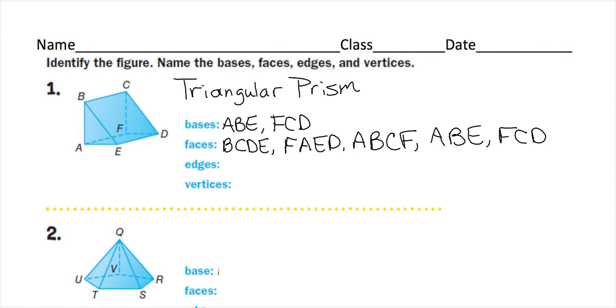Next are the edges. These are all the little line segments that go from one plane to the other part. We're going to name those and put a line segment above them. Again, I know I'm going fast here. I'm just writing them so that you can keep moving.